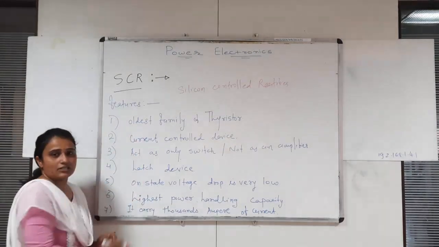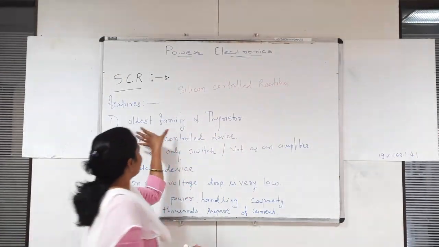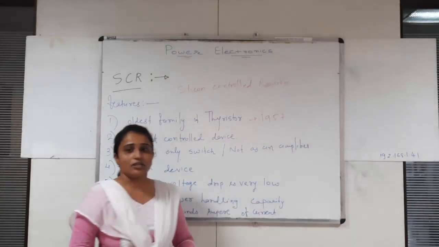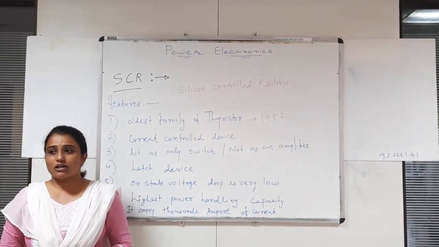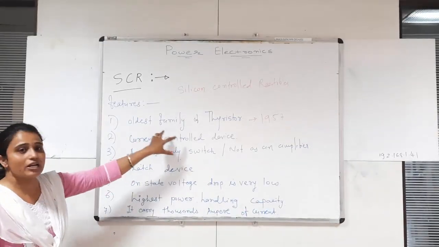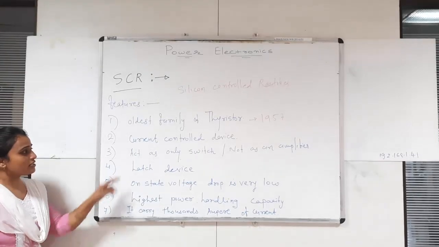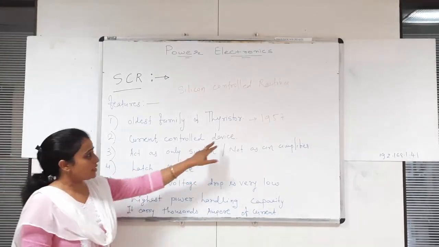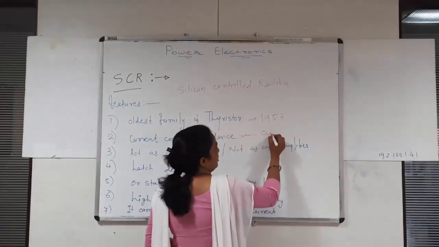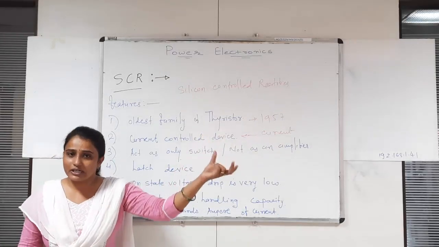The first feature is that it is the oldest member of the thyristor family. These SCRs were developed in 1957 in the General Electric power lab. So it is very popular as well as the oldest member of the thyristor family. That is the first reason. Second, it's a current controlled device. Means this device can be switched on and off by applying current. So it depends on the current.